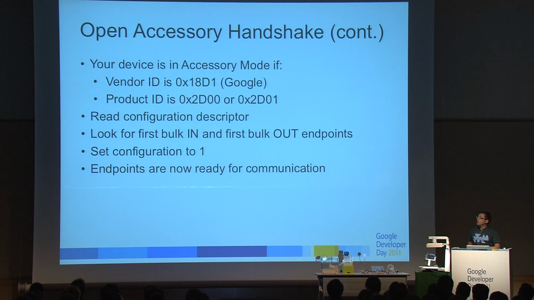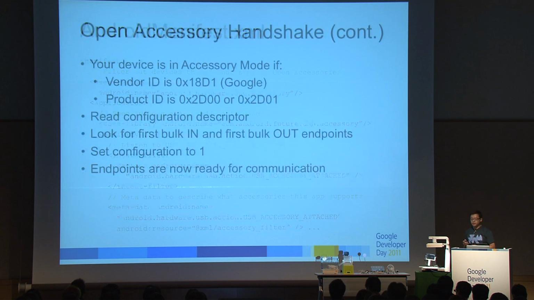If the device is in accessory mode, the vendor ID and the product ID will have these specific values. That means it's a Google Android device. And then it will read the configuration descriptor. There's only one configuration, as I mentioned before. And then it will look for all the endpoints and set up the endpoints. And then it's ready for communication. So that's how the handshake works.